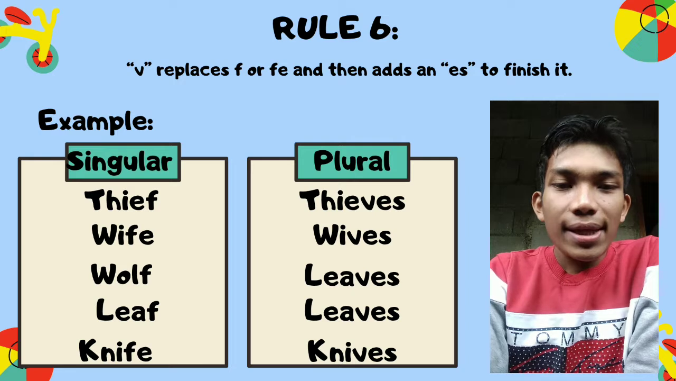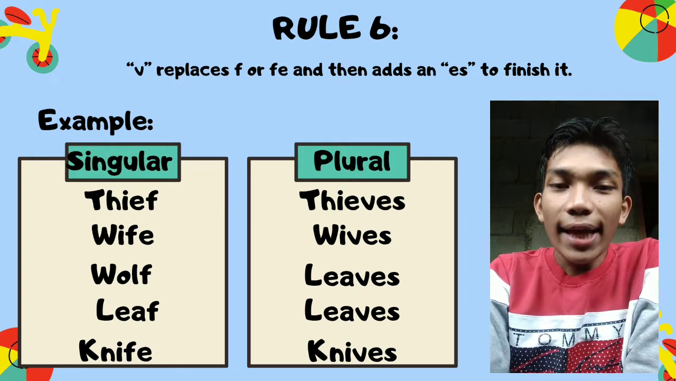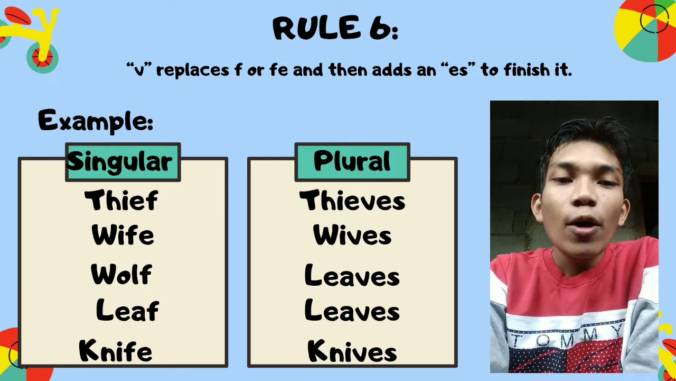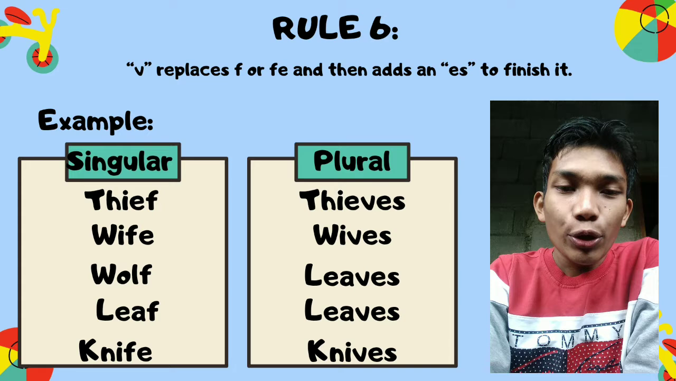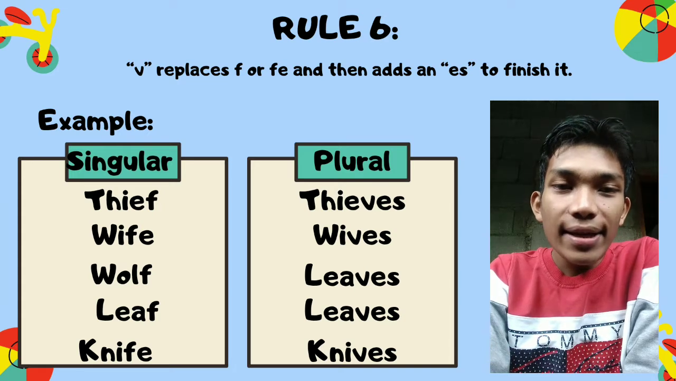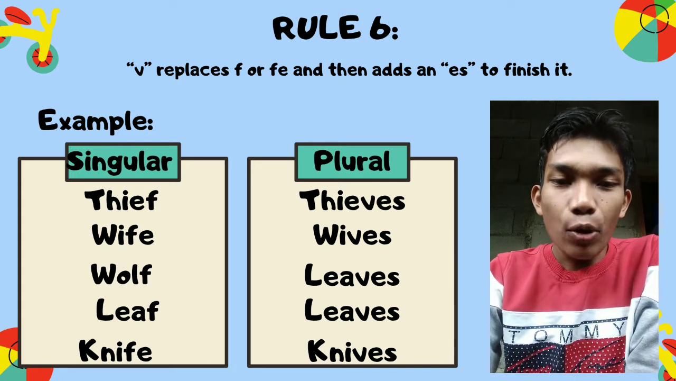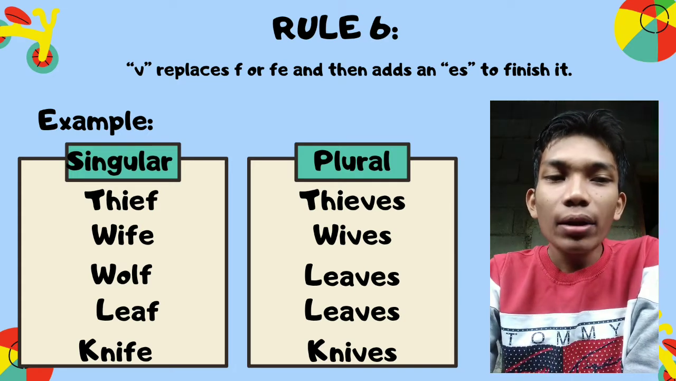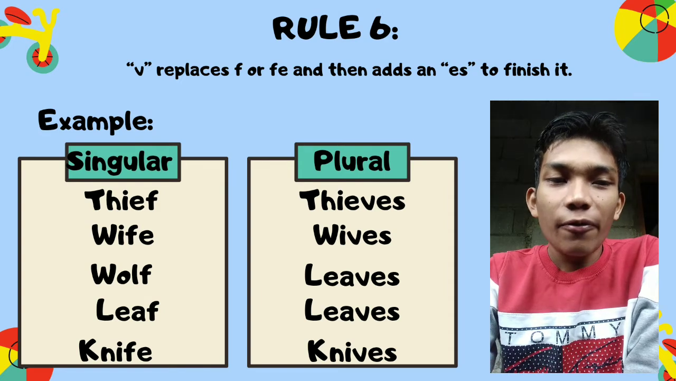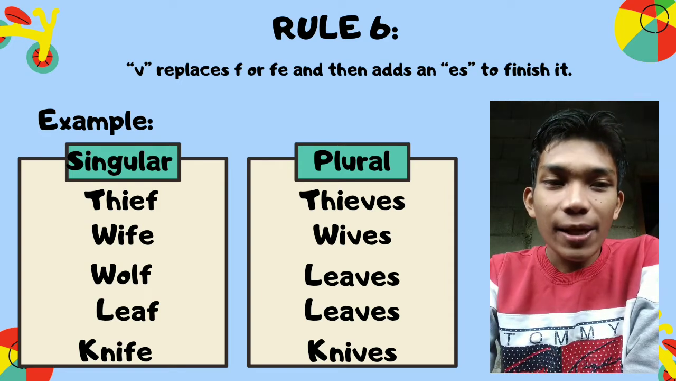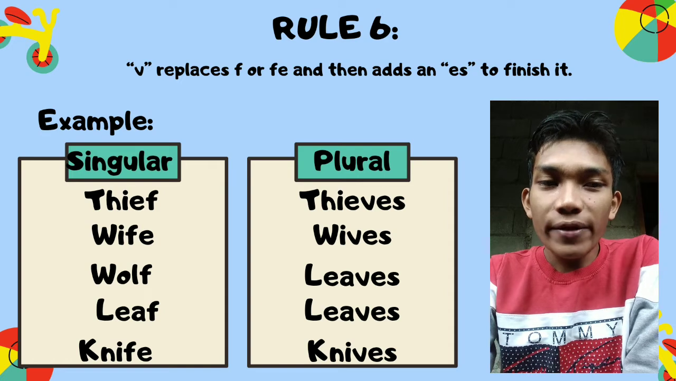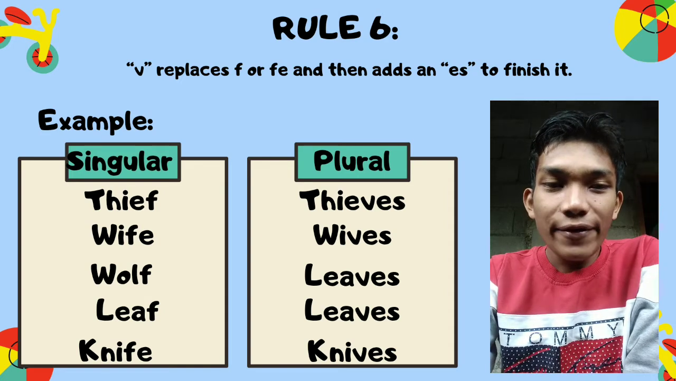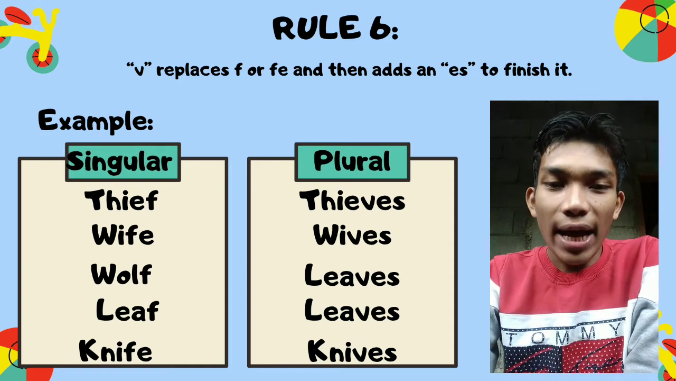Rule number 6. If a noun ends with letter F or FE, we change the letter F to letter V and add ES to make a plural form. For example, from thief to thieves, wife to wives, wolf to wolves, leaf to leaves, and knife to knives.